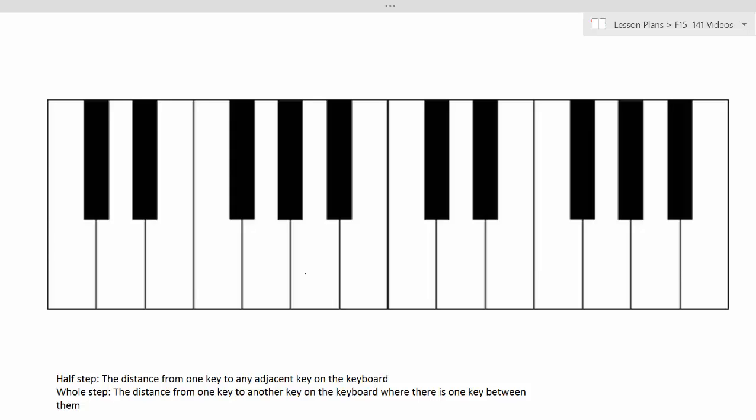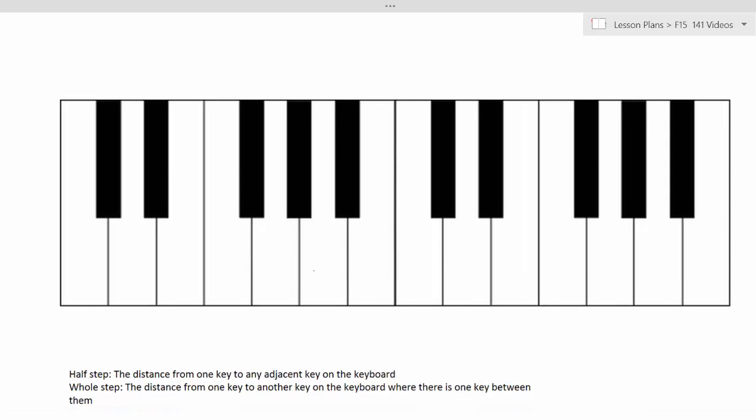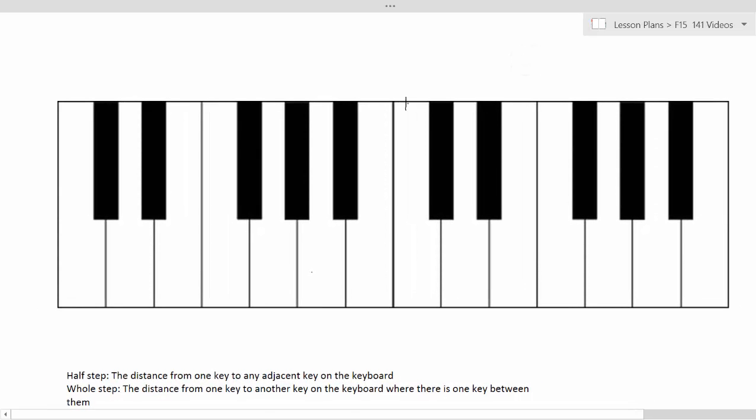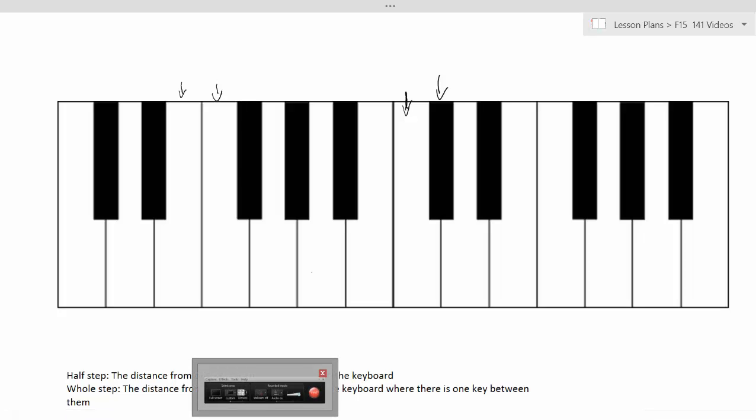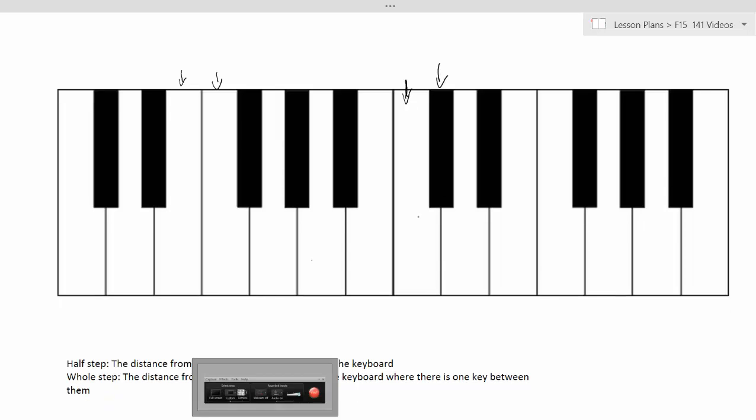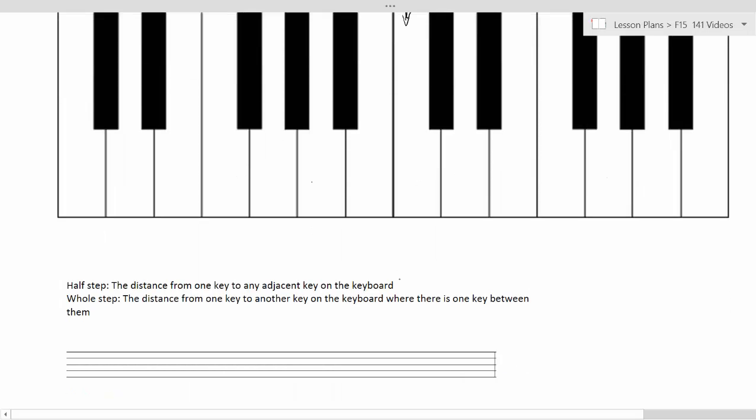So for instance, that might be the distance from C right here to C sharp right here. There are no keys in between them, so that's a half step. Or it might be the distance from this E right here to this F right here. Again, no keys between them, so they're a half step. Okay, so I've got that written down here. A half step is the distance from one key to any adjacent key on the keyboard.